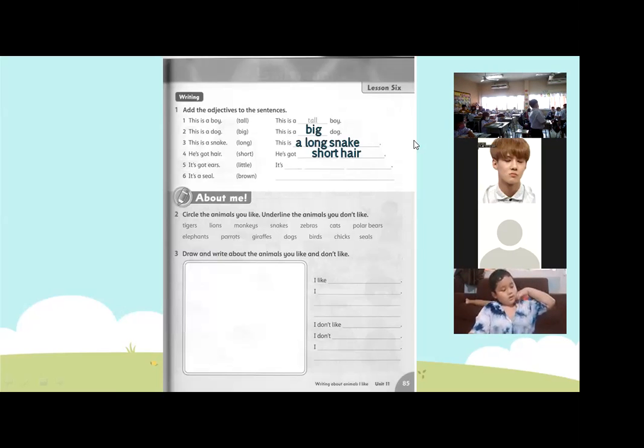Okay, let's carry on. It's got ears. It's little. So we're going to say? Yes, it's got little ears. What is little in French?